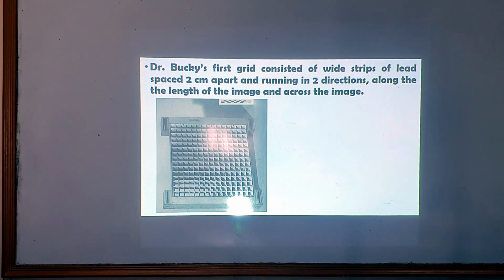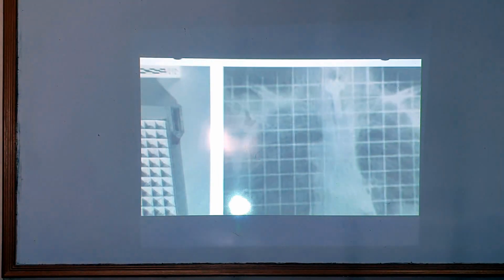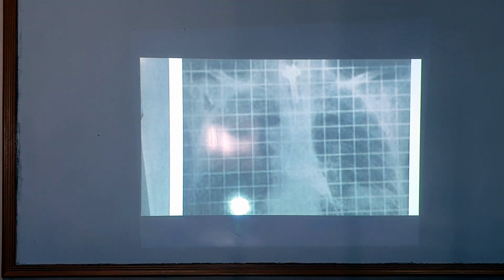So guys, can you imagine if we're going to use this grid and let's take a radiographic examination of the chest, and then we will use this grid. It's thick, remember, it's a strip that is wide and it's made of lead, and then it will look like this on your radiographic image because it's wide.